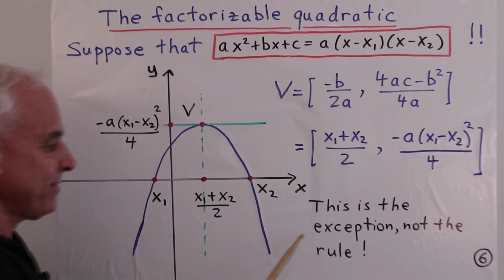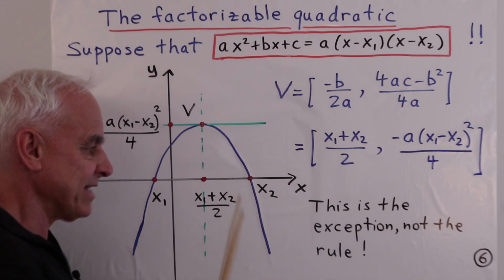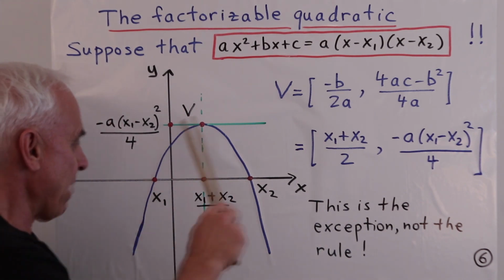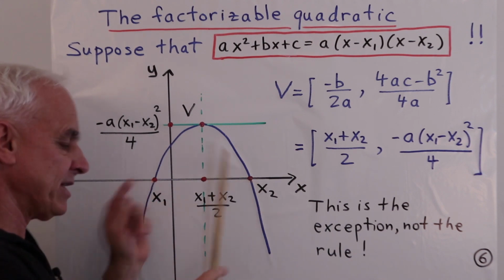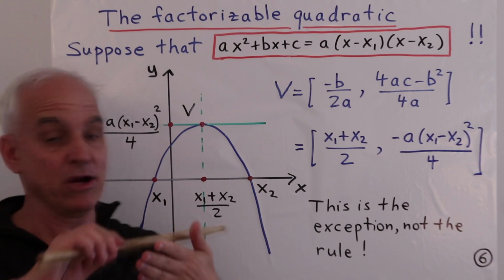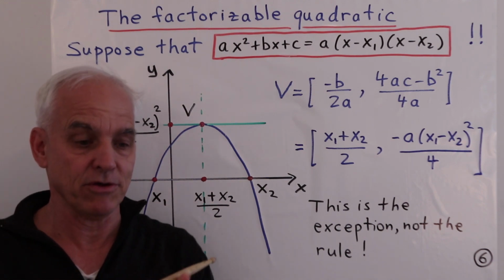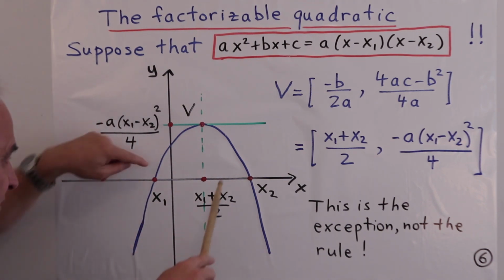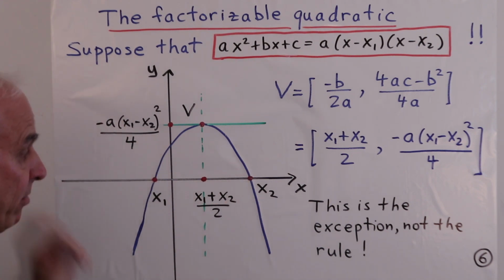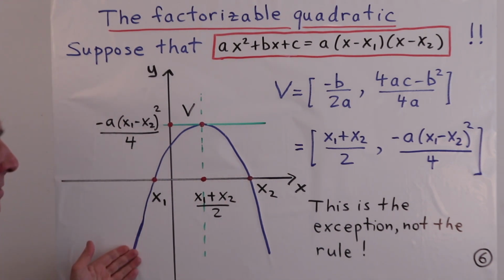But I want to express to you again, this is the exception, not the rule. You have a parabola like this, there's no guarantee that it actually meets the x-axis. It may appear to cross the x-axis, but that doesn't mean that you're going to actually find two exact points that are lying on the x-axis and the parabola. That's a very special case.